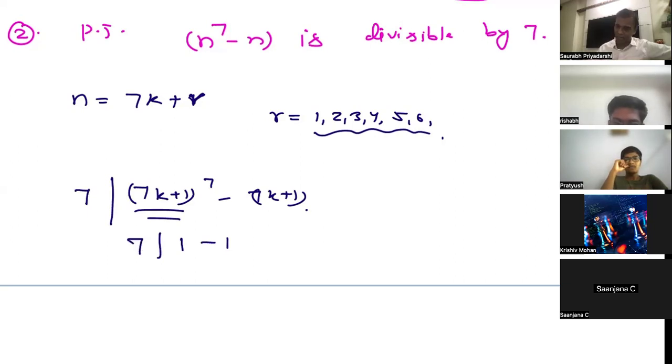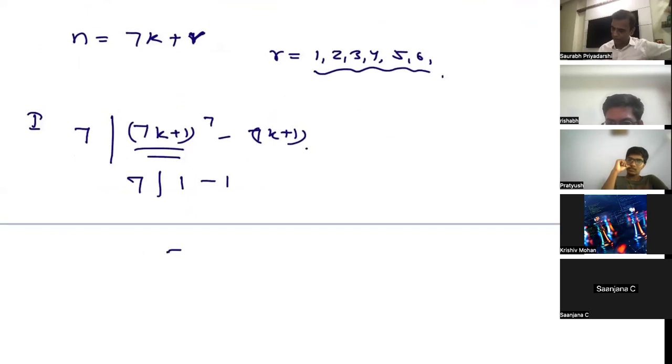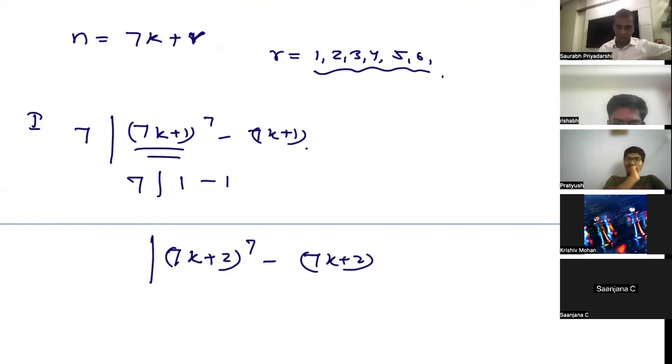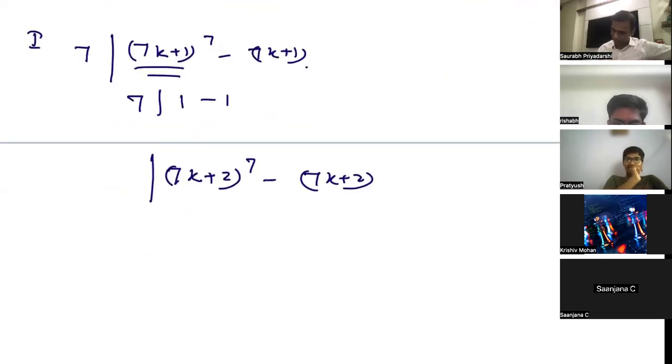So this is divisible by 7, first case. If I'm taking the second case, 7k plus 2 to the power 7 minus 7k plus 2, it is possible to prove this will be divisible by 7. Yes, we can see this is 2 to the power 7, except the last term. Each and every term is divisible by 7, so only the last term is not divisible by 7. So 2 to the power 7 minus 2 will be divisible by 7.